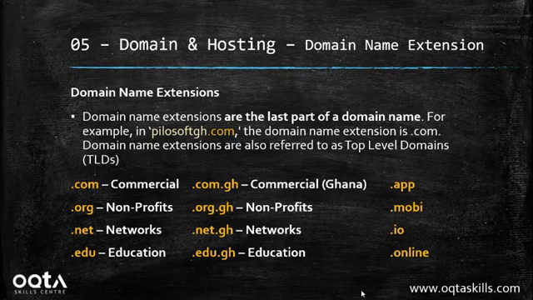So you can have something like .com.ng, and even with Nigeria, I think we have the .ng domain. You have .com.uk, and it applies to other countries. Some other extensions that are also becoming quite common recently are .app, .mobi, .io, .online. When you are going to choose a domain name, first of all, you have to make sure that you are choosing the right domain name for the institution.